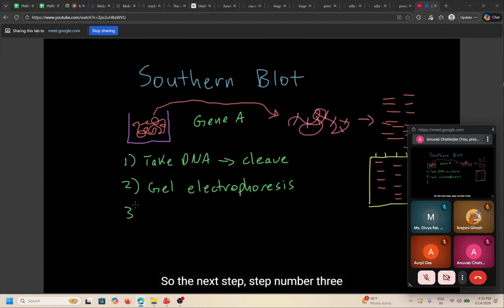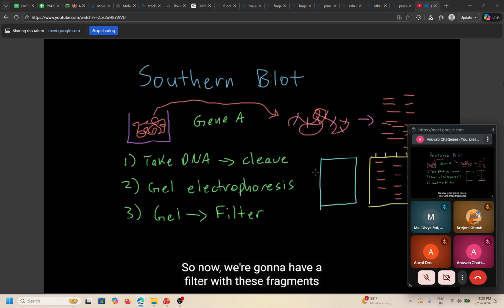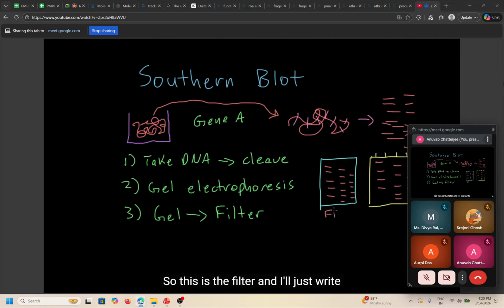So the next step, step number 3, is basically we're going to take this gel and we're going to transfer it to a filter. So transfer the gel onto a filter. And what the filter will basically allow us to do is it'll allow us to visualize, because this gel is very flimsy, so we want to transfer it onto a filter. So what we'll do is we'll take a filter that's basically the same size as the gel, and we're going to just put it right on top of the gel for a little bit, and the fragments will basically transfer onto the filter. So now we're going to have a filter with these fragments, and the filter is a lot sturdier than the gel. So this is the filter, and I'll just write that down over here, and this over here is the gel.